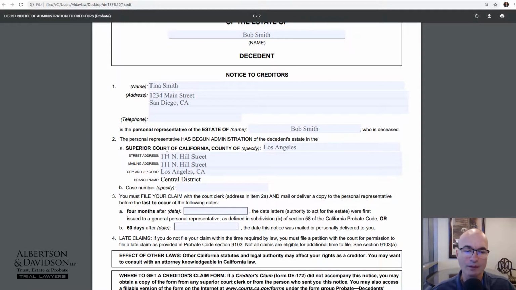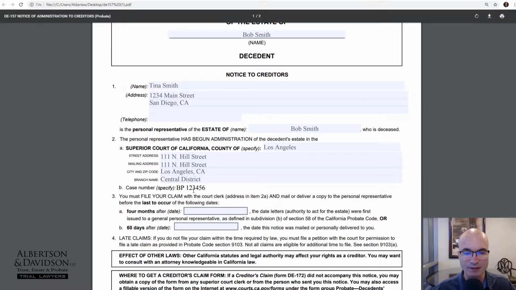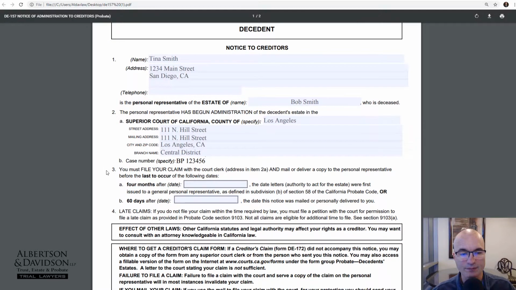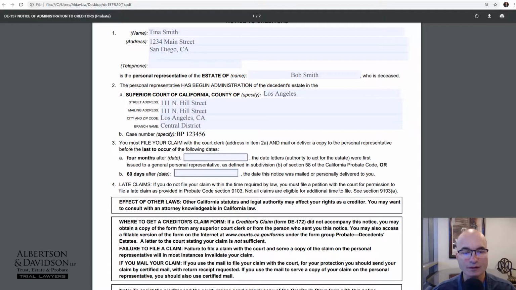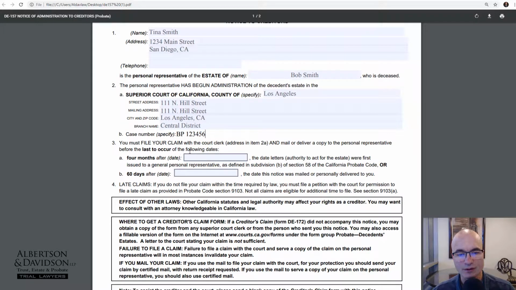So you'll fill out all of the case information, and then you have to put in the case number. I'm just going to make up a case number here, but obviously you'd put in the proper case number right there. Now you're telling the creditor you must file your claim with the court clerk, addressed in item 2A, so that's the item that we just addressed, and you must mail or deliver a copy to the personal representative, which would be the address under number 1, before the last to occur of the following dates.